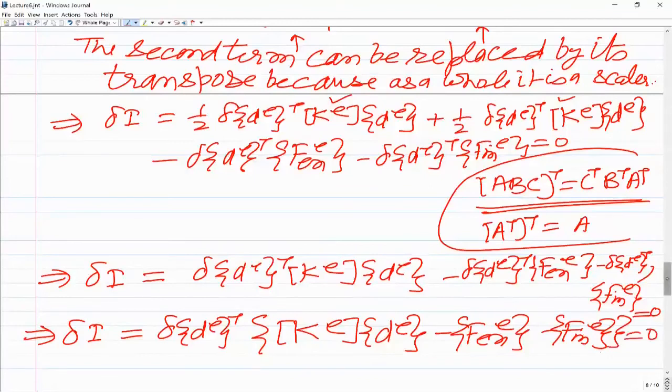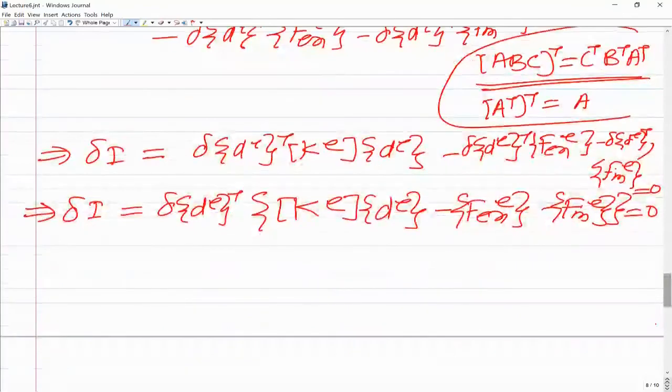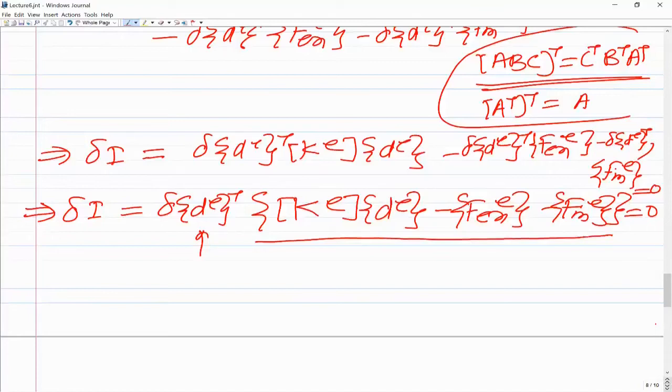Now see, this delta I is a product of two things. One is this delta D transpose, and another is this whole quantity. For delta I to be 0, because we are solving the differential equation, and the solution of the differential equation is equivalent to delta I equal to 0, we will have to equate this to 0. But how? It's a product of two terms.